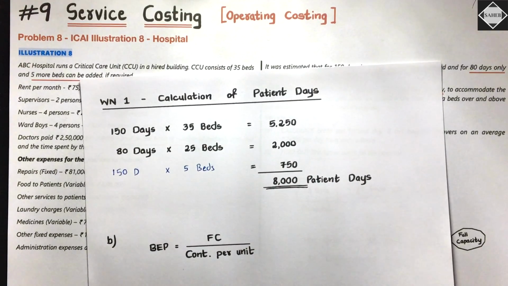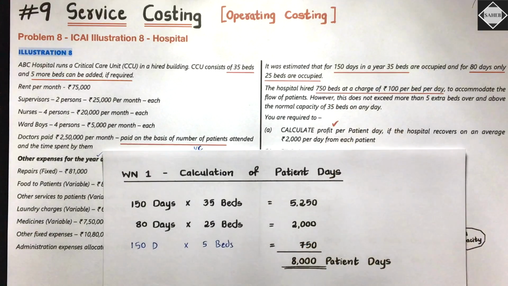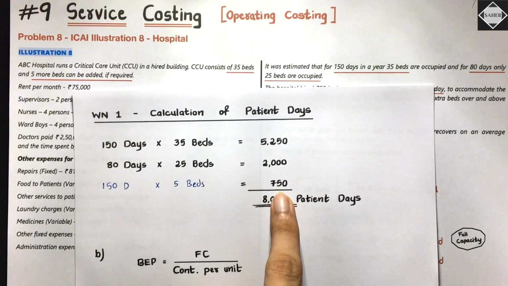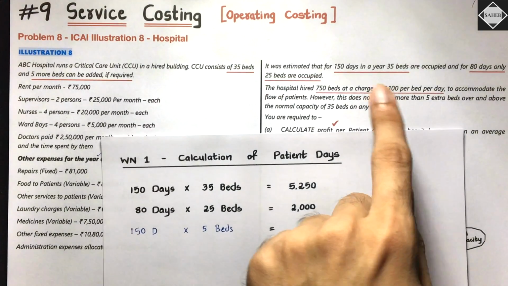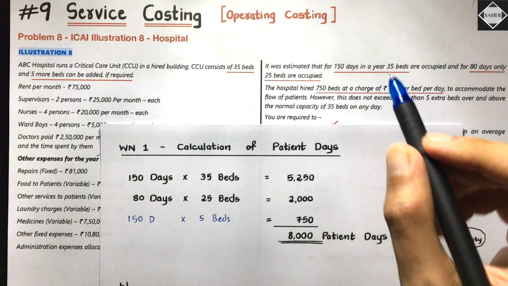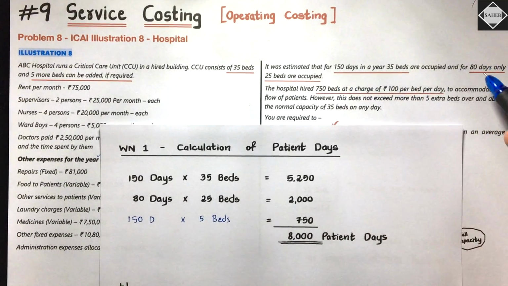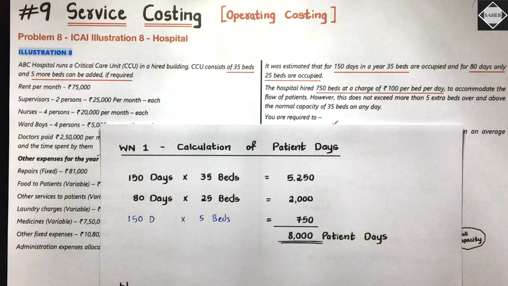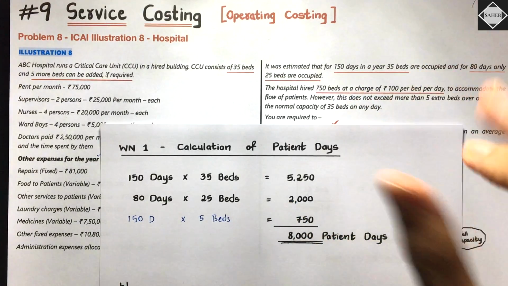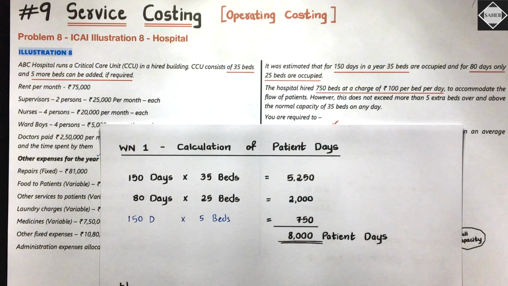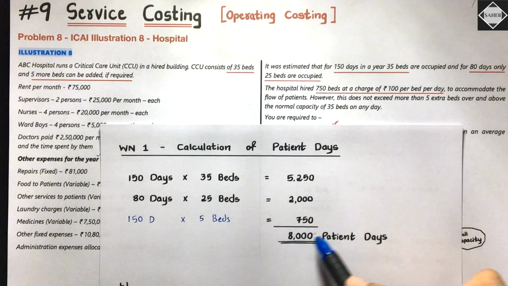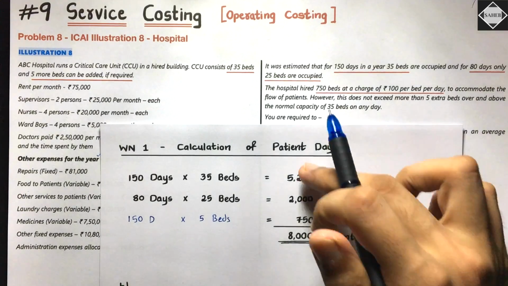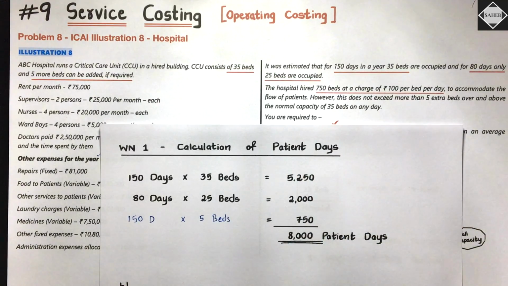It's really common sense. 750, they have done the calculation and given you, right? Directly this is given. And regarding the normal things, they have given you separately 150, 35 beds, 80 days, 25 beds. So you had to do the calculation and find this out. But regarding the hiring part, 5 extra beds part, for that they have directly given you 750, the calculated patient days or bed days. So directly you have to take and add it up, you get the 8,000 patient days.